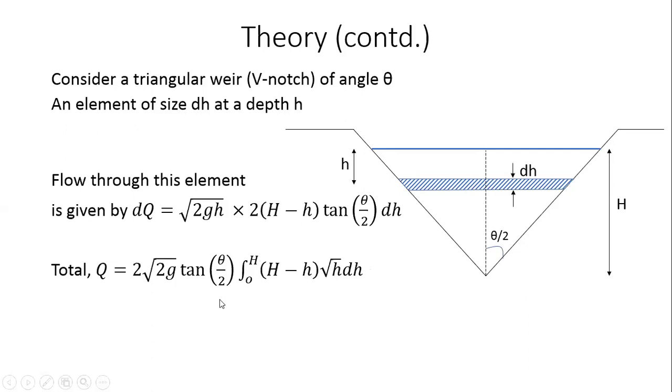So if I implement this integration, I get the final expression. I would strongly encourage you to just simply solve this integral. It's fairly straightforward, very, very easy, right? You will get the expression Q equal to 8 by 15 under root 2g tan theta by 2 into capital H power 5 by 2, right? So this is the theoretical derivation for the flow rate through this triangular weir or the V notch.